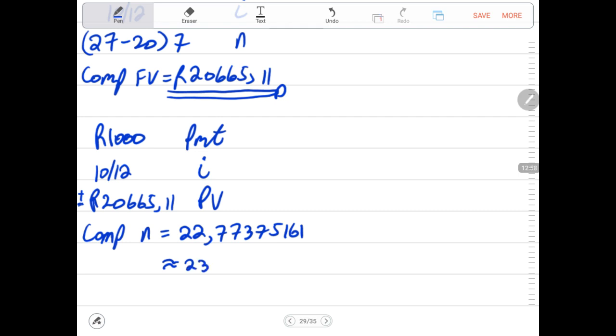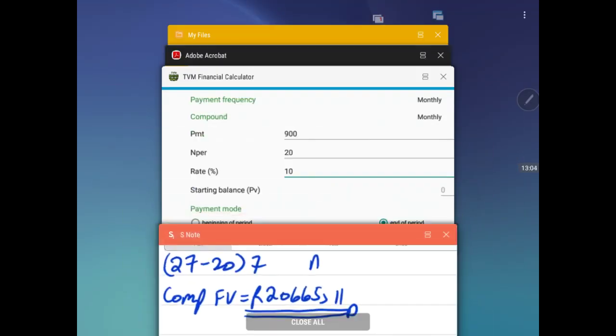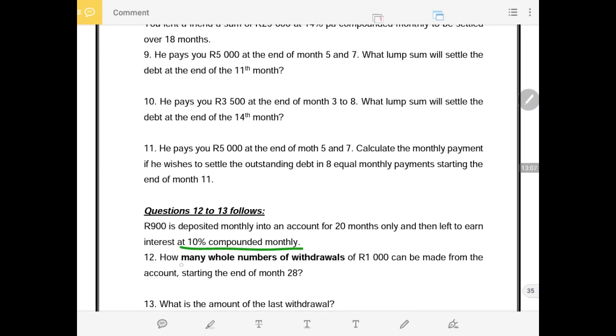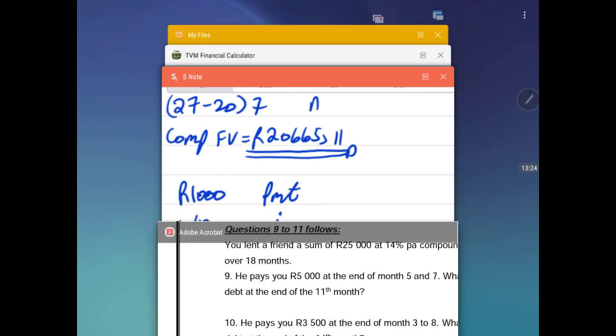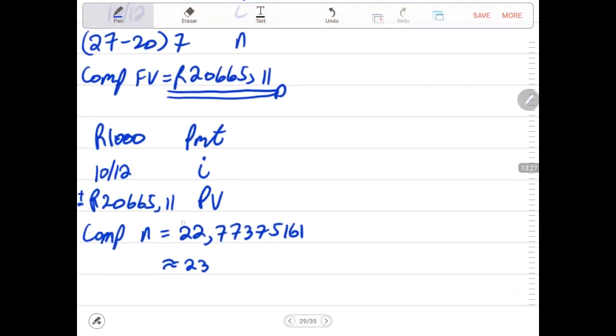In simple terms, remember, we need to respond to the question now. And this is very important in these types of questions. The question said, how many whole withdrawals of 1000 can be made from the account starting at the end of month 28? How many of them? There is 22. The answer is 22, not 23, because we know from the previous recording that there are 22 withdrawals of 1000. The last withdrawal will be less than 1000. So they said how many whole.